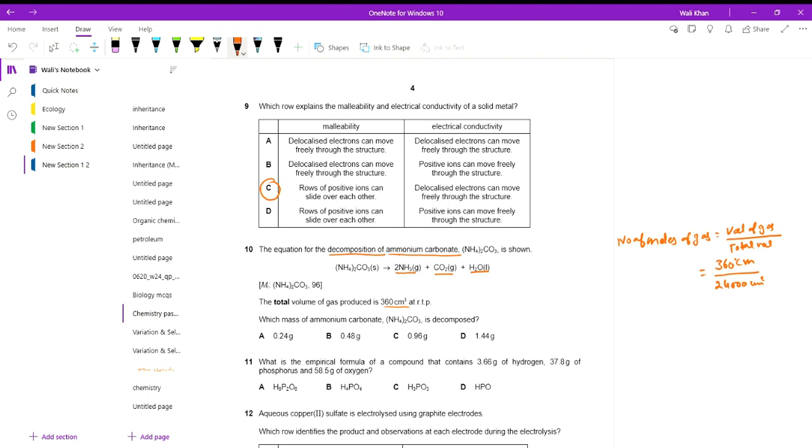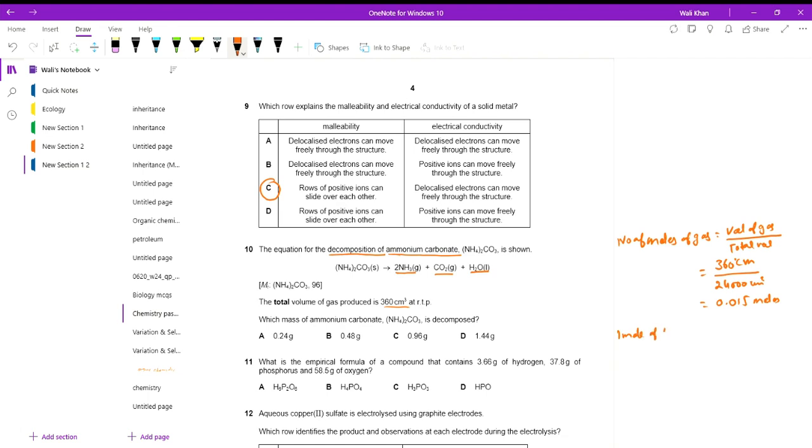The total volume is the volume of 1 mole of gas at room temperature and pressure, which is constant, and its value is 24,000. So the moles of gas are 0.015 moles. Now we find the moles of ammonium carbonate. From the equation we see that 1 mole of ammonium carbonate produces 2 moles of ammonia gas, 1 mole of carbon dioxide gas, and water in liquid form. So 1 mole of ammonium carbonate produces 3 moles of gas in total.